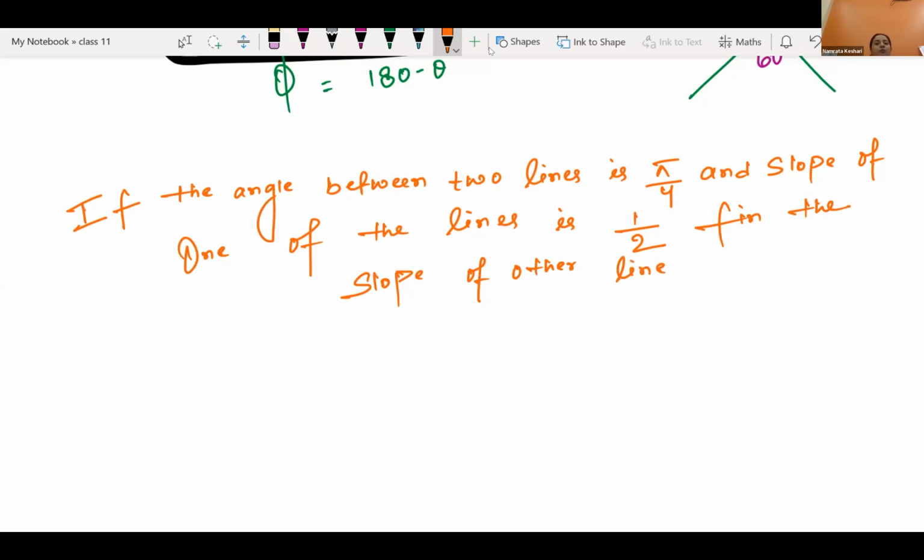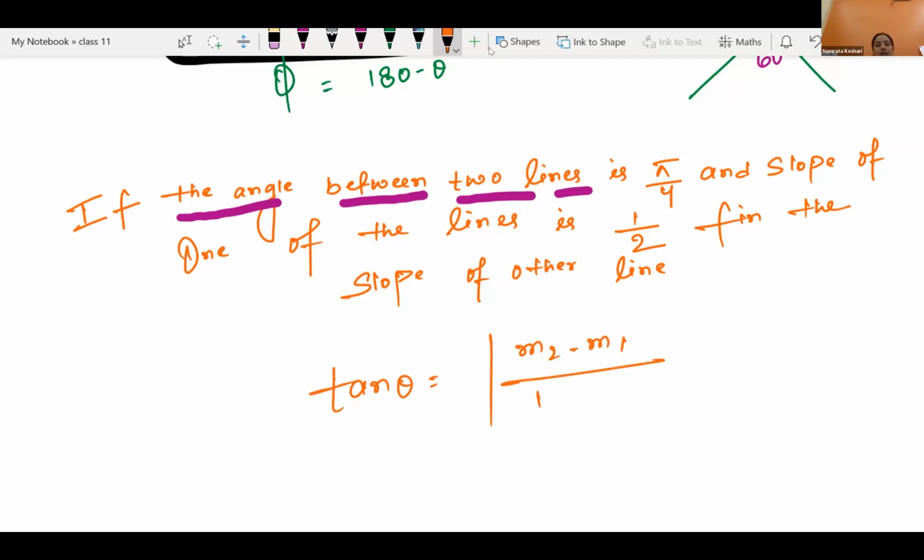Okay, if the angle between two lines is pi by 4, the moment we realize that the question is related to the angle between two lines, we need to use the formula tan theta is equal to mod of (m2 minus m1) by (1 plus m1 m2). Clear? Yes, ma'am. The angle is pi by 4, so we can take tan of pi by 4.